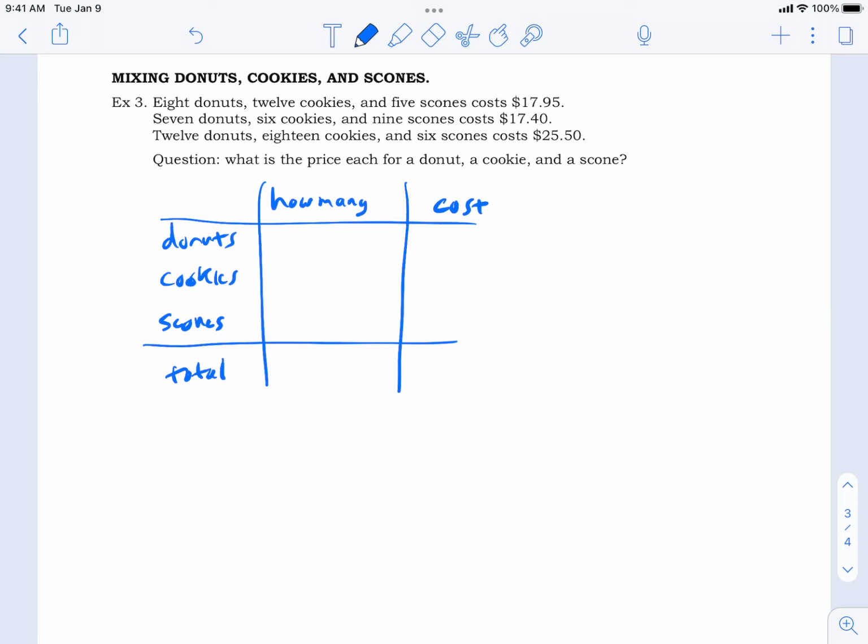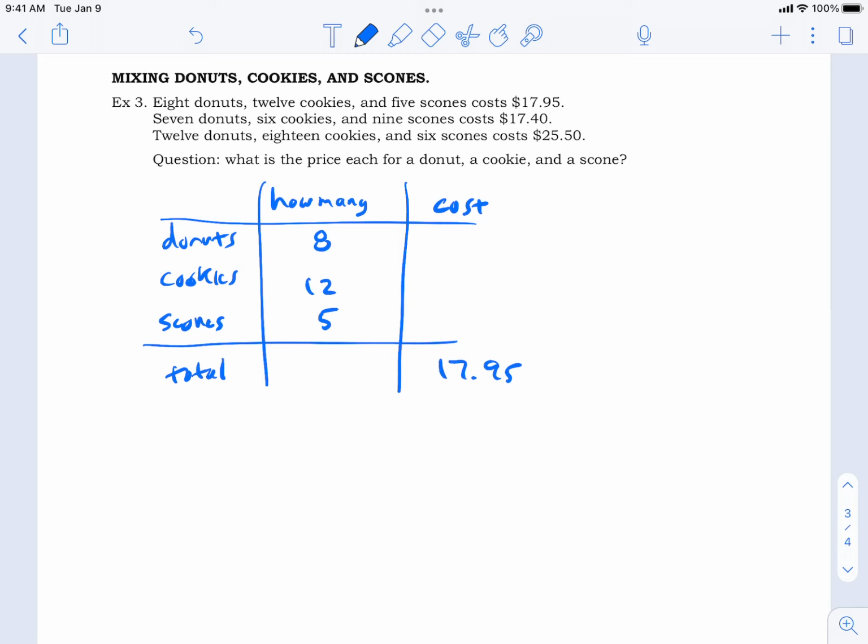So, let's start filling this in. I'm looking at this first sentence. It says if I buy 8 donuts and 12 cookies and 5 scones, that will cost me $17.95. Okay, that's what that's telling me. Now notice I'm going to have a hard time entering this in the same table, because now I got 7. Okay, so let's ignore that for now.